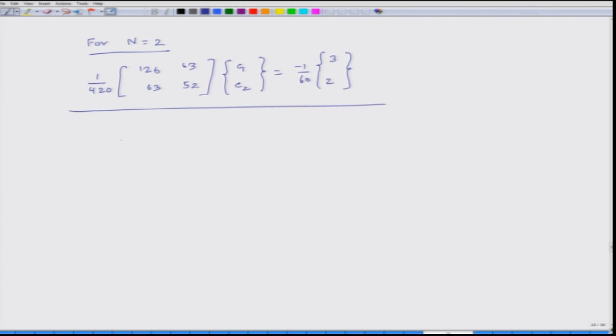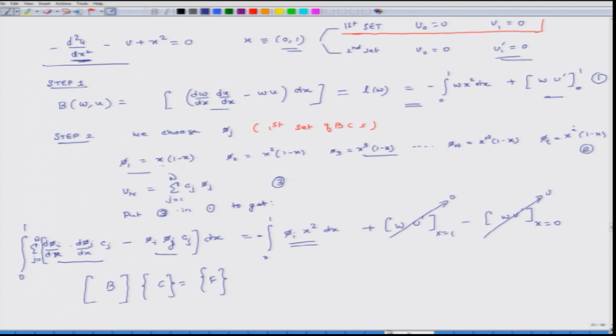So, this was for the first set of boundary conditions, when u was 0 at x is equal to 0 and at x is equal to 1. But we said that we will also solve it for the second set of boundary conditions. So, this is a different problem. Here u is specified at x is equal to 0, but it is not specified at x is equal to 1, right. Rather its derivative u prime is specified at x is equal to 1. So, we will solve this problem also.